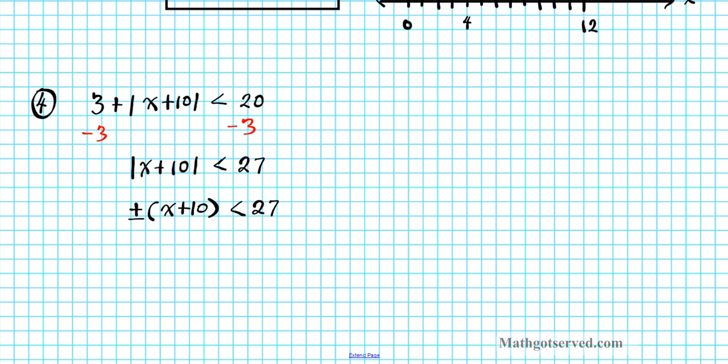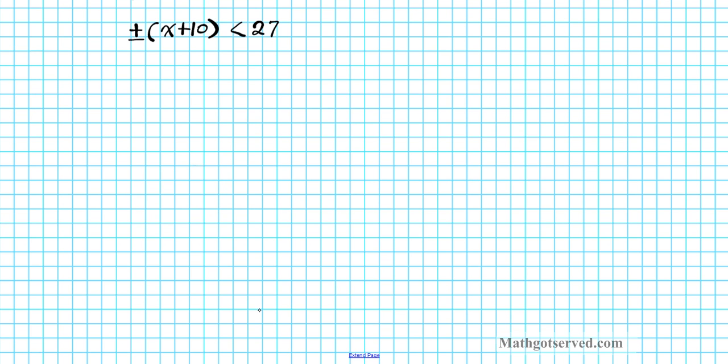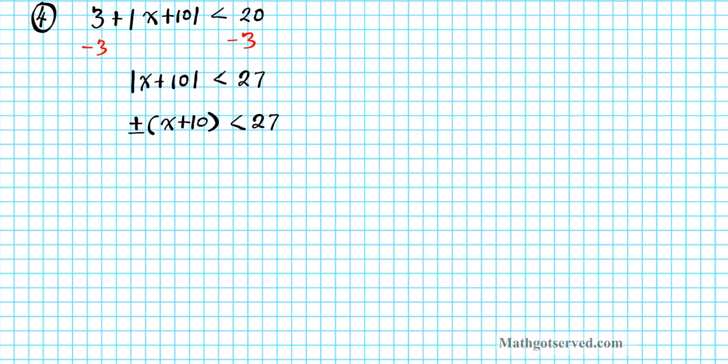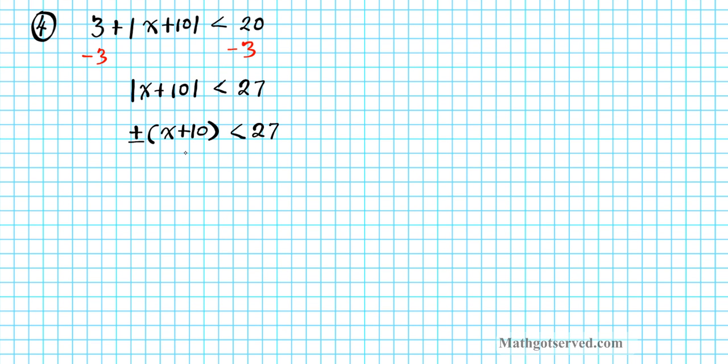Since it's a sandwich, do we split it? The answer is no. Sandwich means our variable is going to be bounded between two values. What are the values? Negative 27 is going to be less than x plus 10, and x plus 10 is going to be less than 27. Do not forget to always set up your problem like this when you have less than.